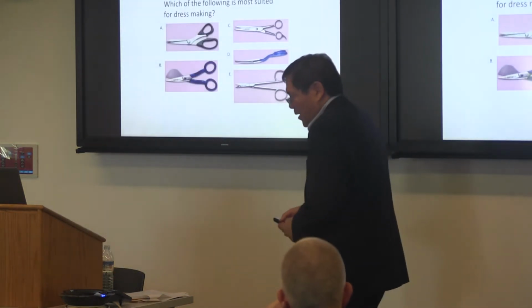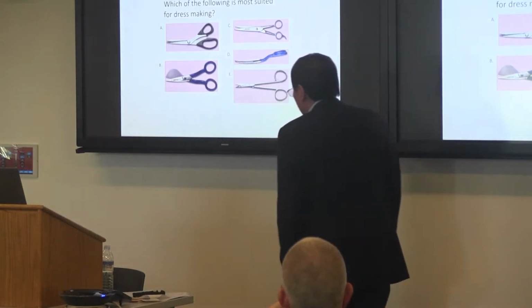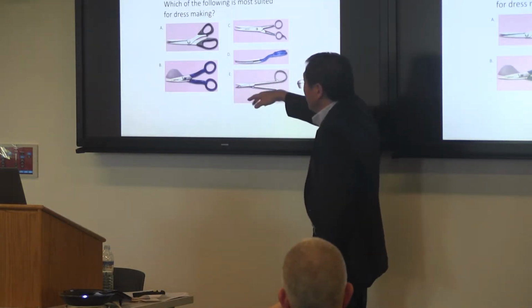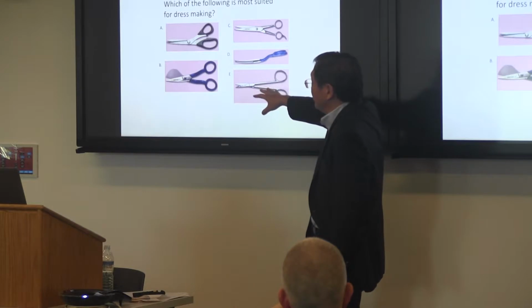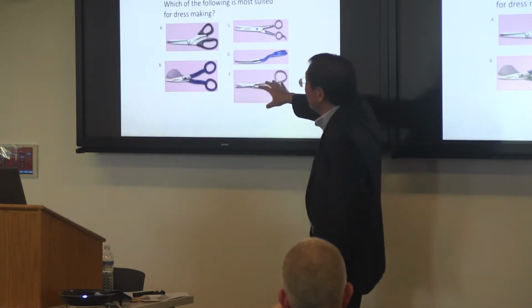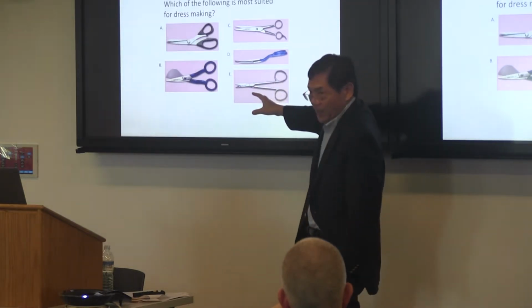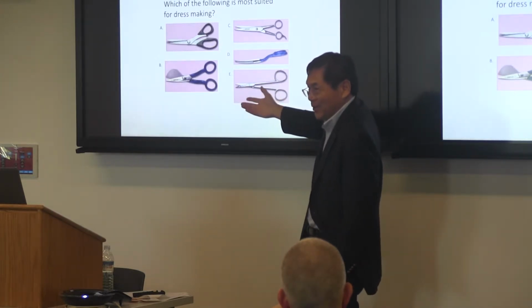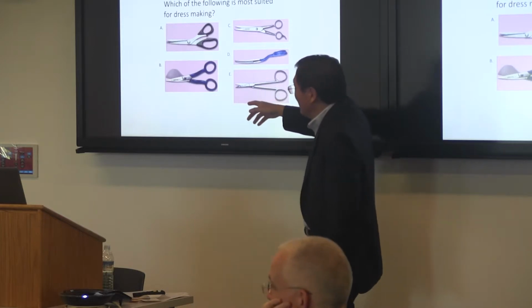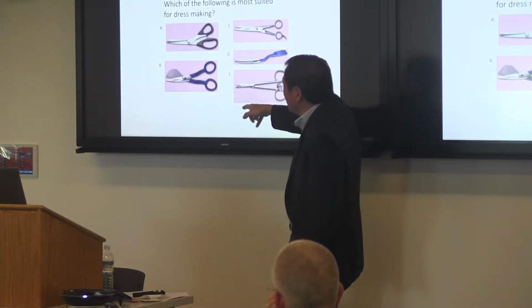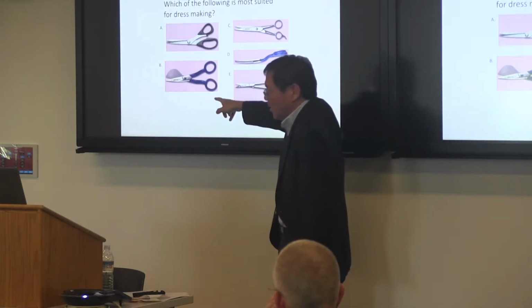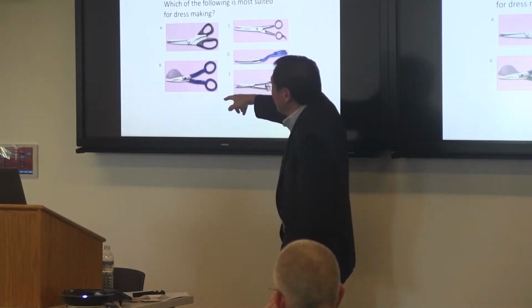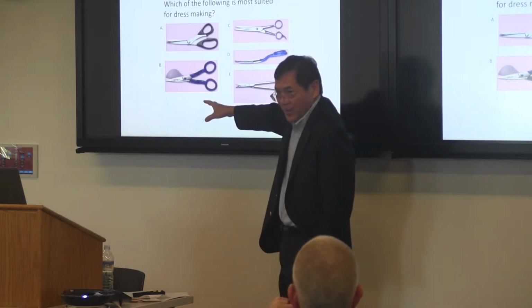So here's a form of assessment that I might use. You give them pictures of 5 different pairs of scissors, and you say, which of the following is most suited for dressmaking? You could also just bring in the actual scissors, but this is cheaper. You don't have to buy the scissors. But a lot of these scissors you've probably never seen before. I think these are carpet cutting shears, really heavy duty. Like, what is that for?